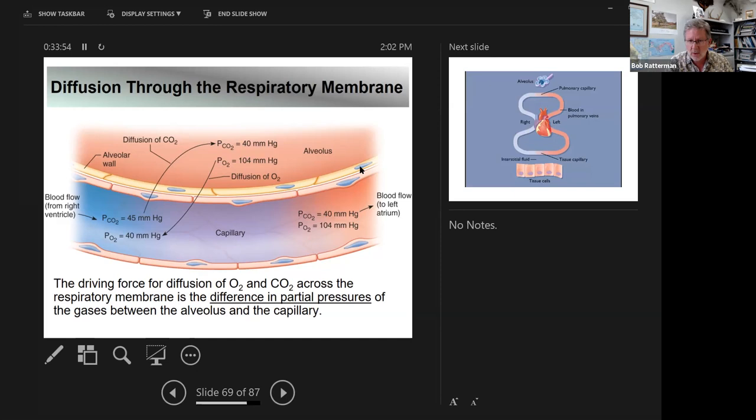Now you have to, again, understand that the blood coming into the lungs is coming from the right ventricle. We haven't talked about the heart yet, but we will very soon. The heart is a pump. It pumps the blood, the oxygen poor blood, ultimately to the lungs so it can be oxygenated. And then this blood is returned back to the heart so that it can be pumped to the rest of the body.